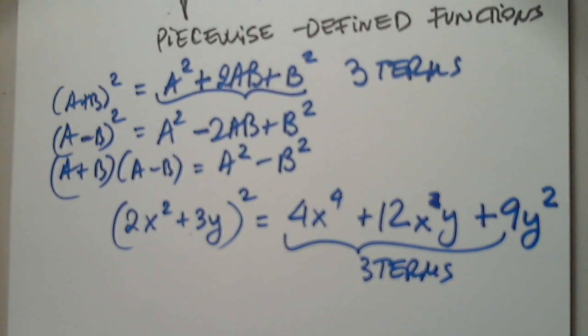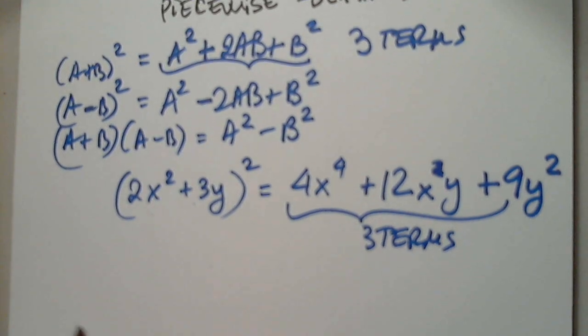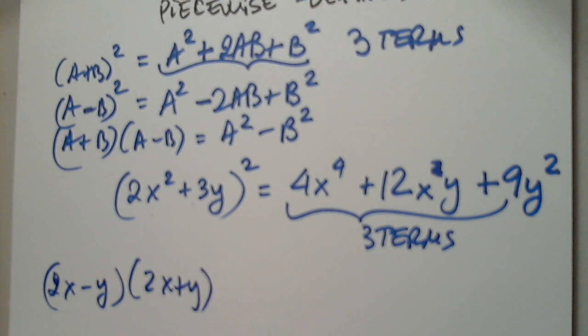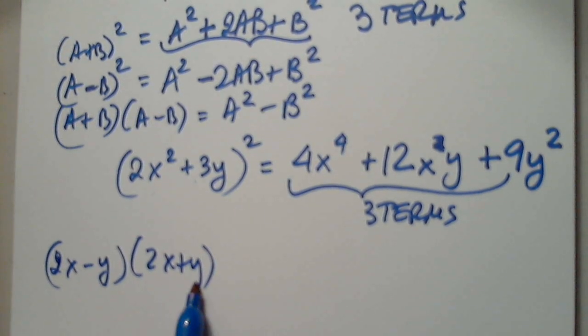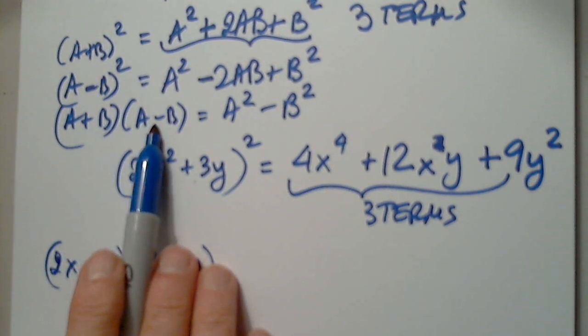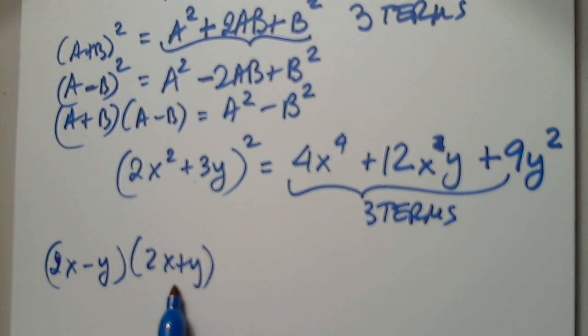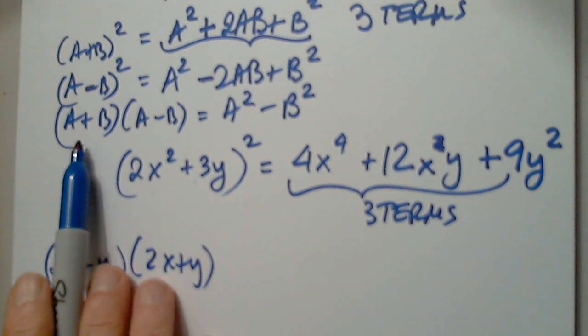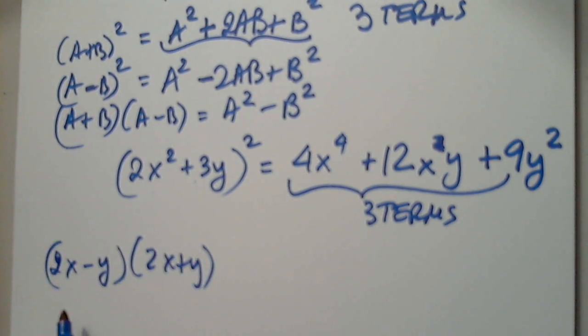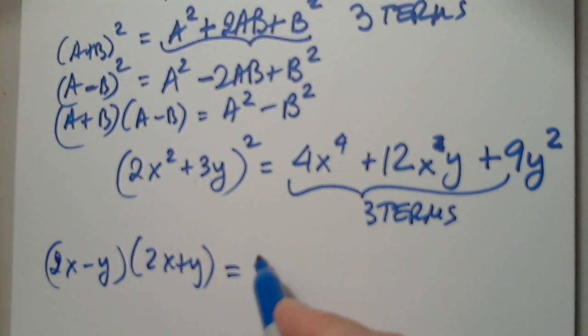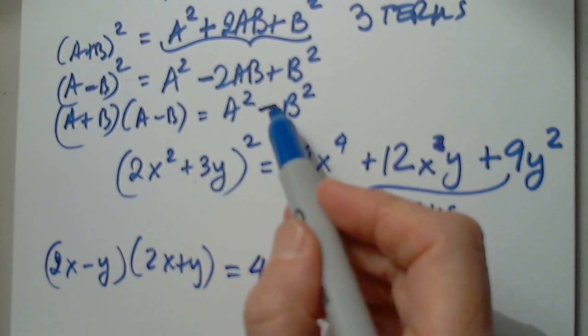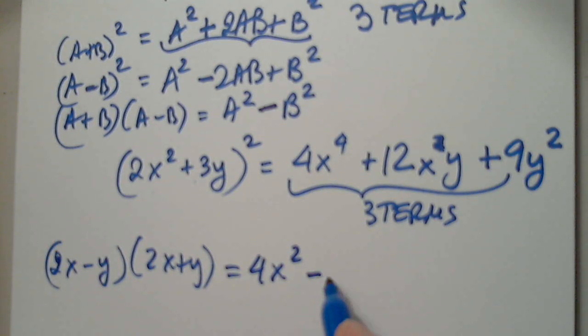And what about this one? In order to apply it, I have, let's say, 2x minus y and 2x plus y. They have to be identical binomials, except the sign in between. They have to be opposite. It doesn't matter if it's 2x plus y and then 2x minus y, or 2x minus y times 2x plus y. The formula is the same. I have to square the first term, 4x squared. I have to write minus, and I have to square the second term.